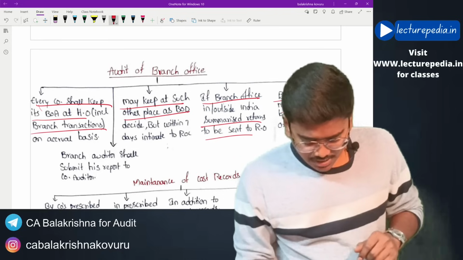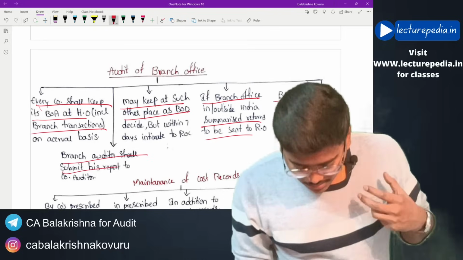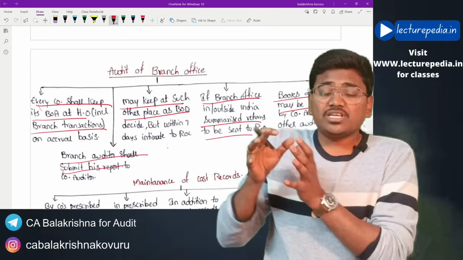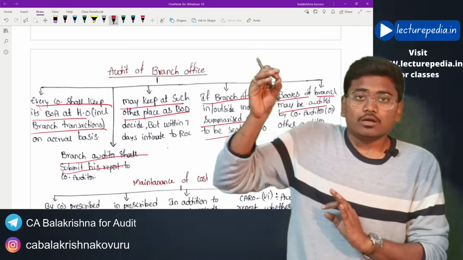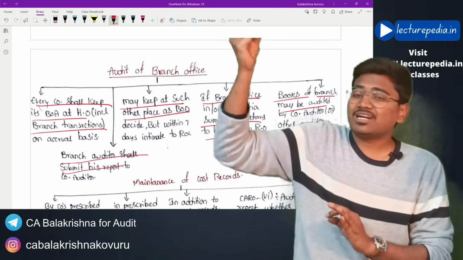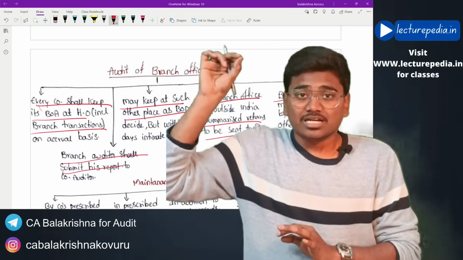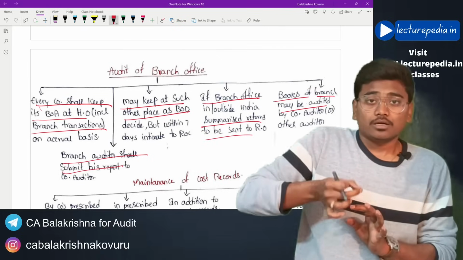The branch auditor shall prepare the report of the branch audit. After conducting his audit, he should send that report of the branch to the company auditor.